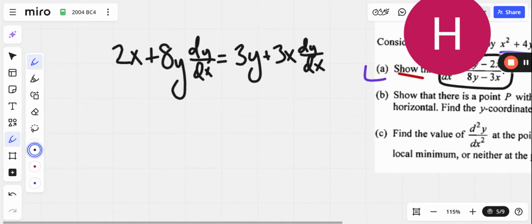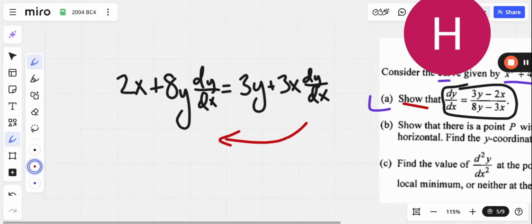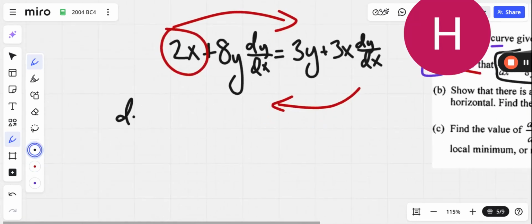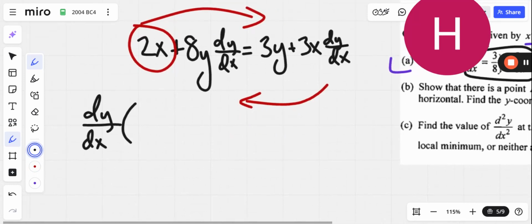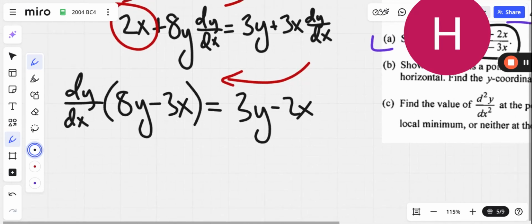And now we can group terms together. Let's get all the dy/dx stuff together. I'm going to move the dy/dx stuff that way, and then I'm going to move the 2x over here. So my dy/dx stuff, we could just factor out dy/dx. My dy/dx stuff includes 8y minus 3x, and on the other side, we have 3y minus 2x.